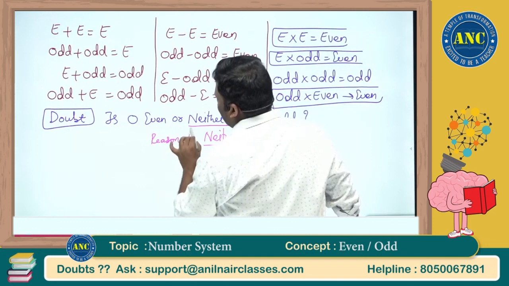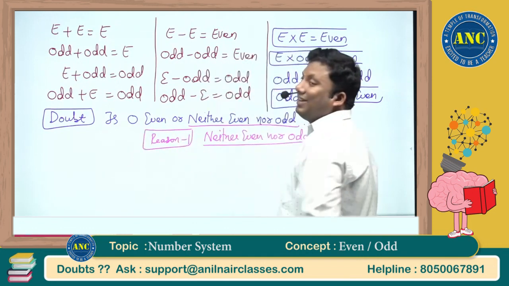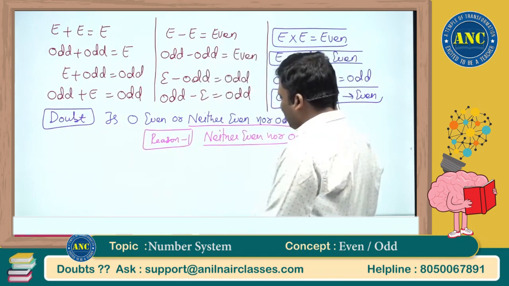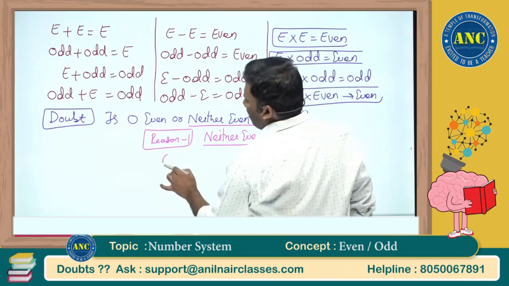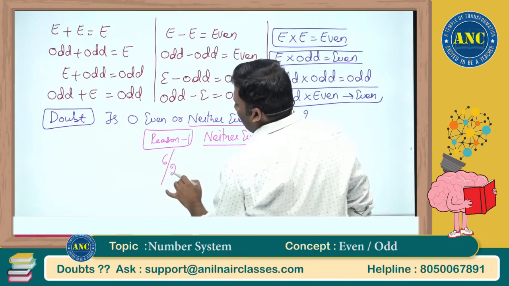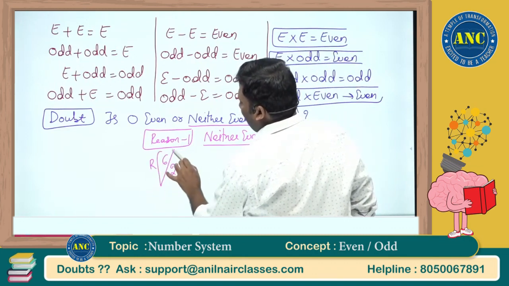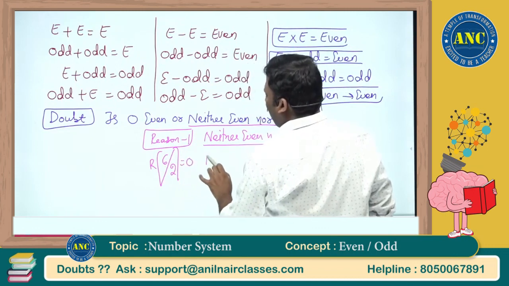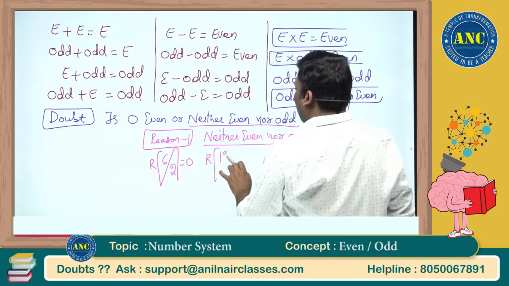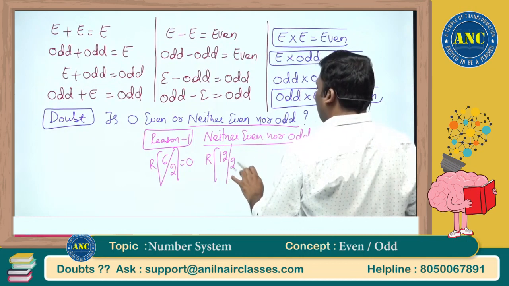Reason 1. Why will they say that 0 is neither even nor odd? They will say it because of this reason. 6 is an even number; 6 is perfectly divisible by 2. 12 is an even number; 12 is perfectly divisible by 2.